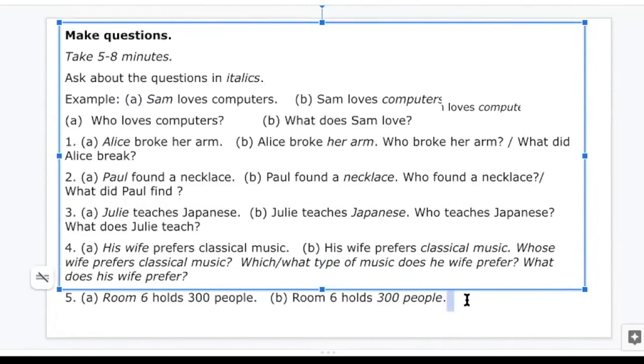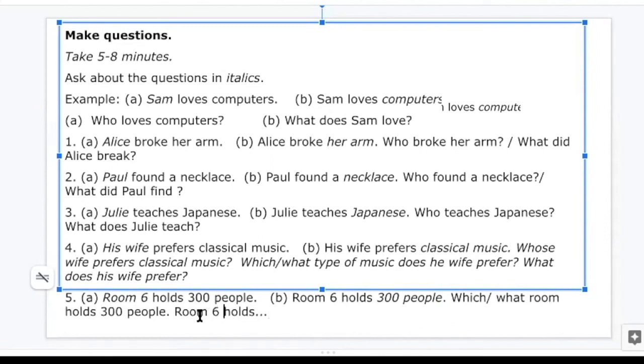I think the last one will probably be the trickiest. I'm not sure, but let's try it. Room six holds 300 people. How many people hold in room number six? How many people? No. Which room holds 300 people? Great. So if you were to answer this, you'd have to say room six holds.